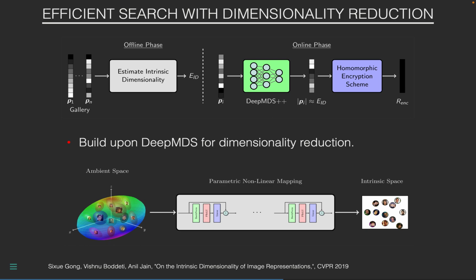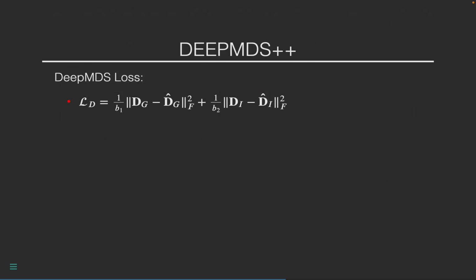Deep MDS++ builds on our previous work called Deep Multidimensional Scaling, or Deep MDS, which employs a neural network to learn a mapping from the ambient to the intrinsic space while preserving pairwise distances. In Deep MDS, our loss function minimizes the average difference in the distances between the genuine pairs and the impostor pairs in the ambient and intrinsic space.